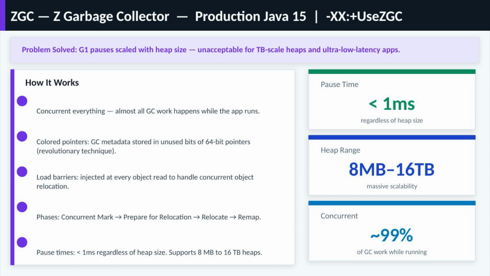For latency-sensitive systems like trading platforms, gaming servers, and large-scale cloud services, ZGC is a game changer. Heap size grows from gigabytes to terabytes, but pause times remain nearly unchanged.